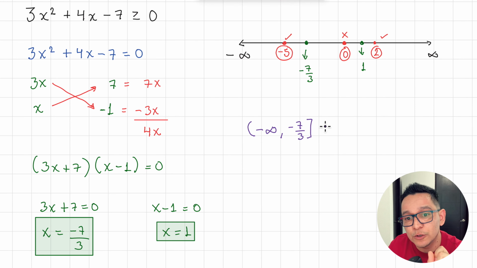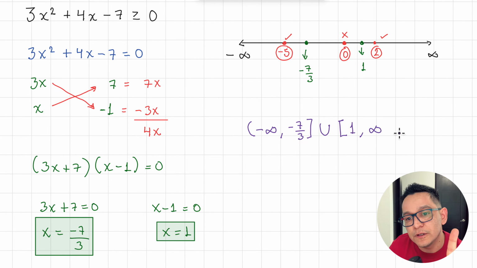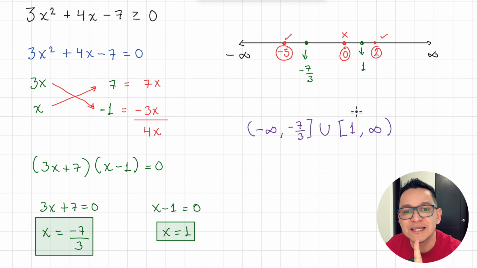It's very simple. We're going to use this symbol, which means union, and we're going to open the bracket again. Why? Because it can include the 1. We're going to write 1, put a comma, and then infinity. And here, next to infinity, we agreed that we have to put a parenthesis. That's it for now. So we already have the solution to our inequality.